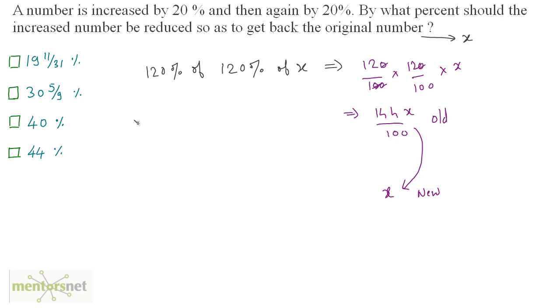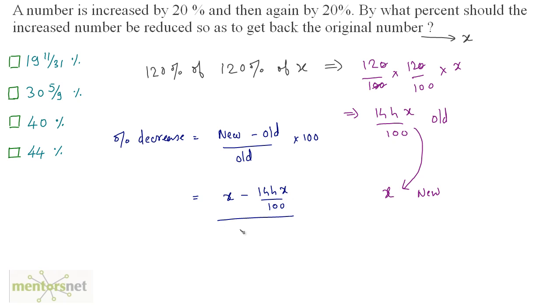So we have a formula: percentage decrease is equal to new value minus old value upon the old value times 100. This is the formula for percentage decrease. So this is equal to the new value, x, minus the old value, 144x upon 100, divided by the old value, 144 upon 100 x, times 100.